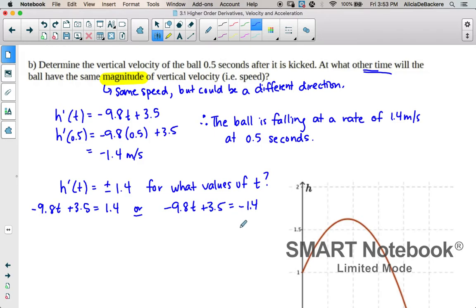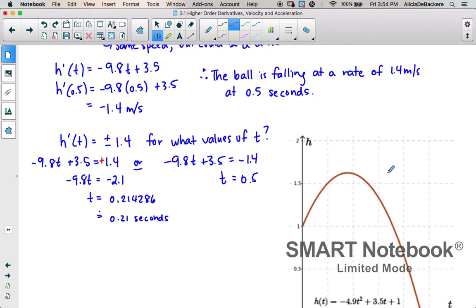Now, because it's a linear expression, you actually already have the answer for this one when it equals negative 1.4, but you could double check your work. You should get 0.5 when you rearrange this. And that is what happens here. Now this one here, I'm going to have to rearrange to solve. So I'm going to bring the 3.5 over and subtract it. And then I'm going to divide out the negative 9.8. So at about 0.21 seconds, I'm going to have the same speed, but it's actually going in the opposite direction because it's the positive velocity.